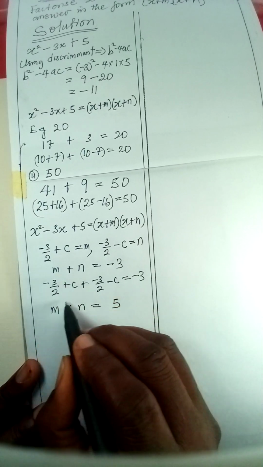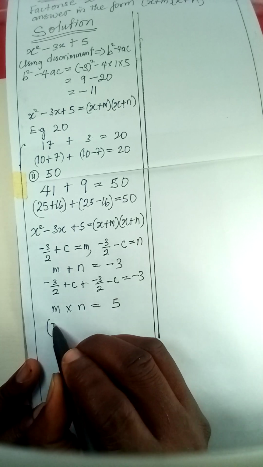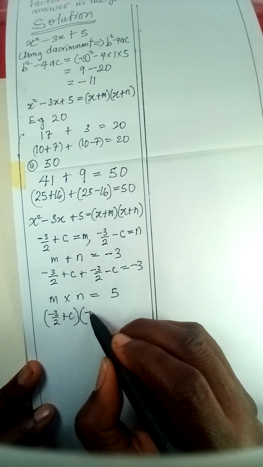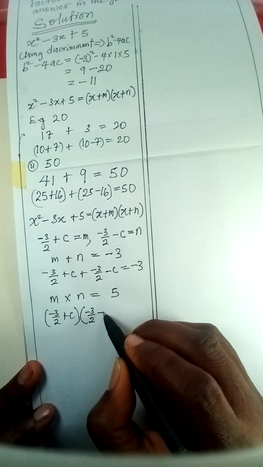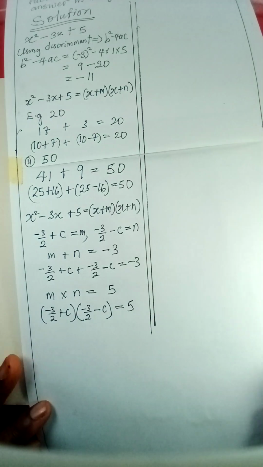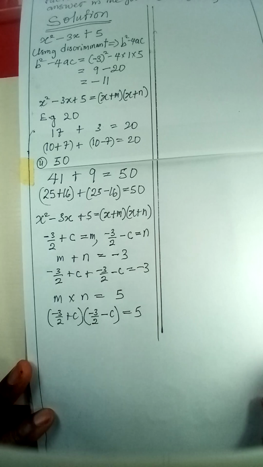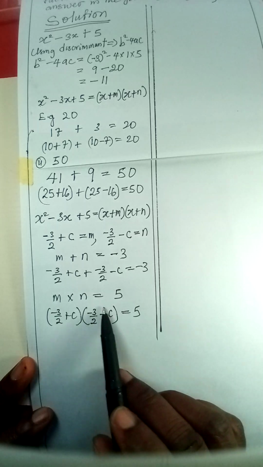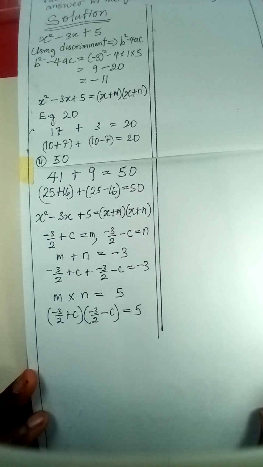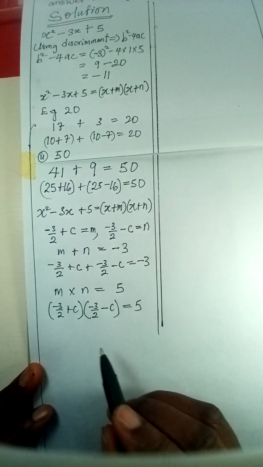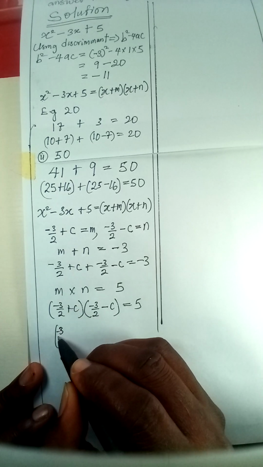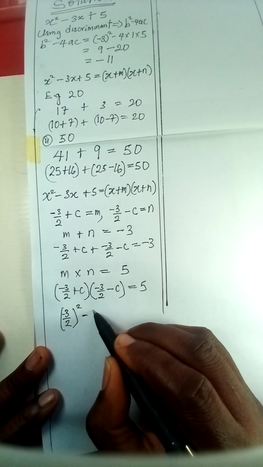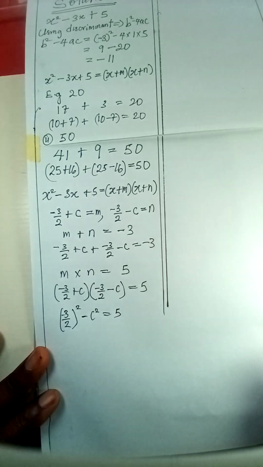So what's my m here? My m is this: minus 3 over 2 plus c, times minus 3 over 2 minus c, will give me 5. Now, take a look at what's going on here. If you know something about a difference of two squares, you notice that what we have here is the factored form of a difference of two squares, meaning that if you expand this, you're going to end up with minus 3 over 2 all squared minus c all squared, which will give me 5.